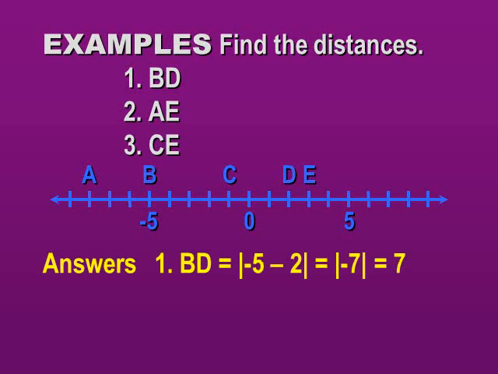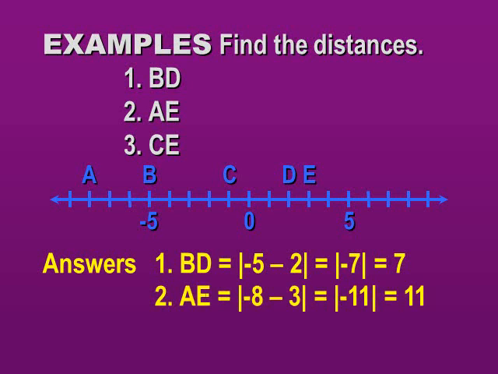Okay, so here's me showing my work for how I found the distance of BD, the segment BD, or the distance between point B and point D. So point B is at -5, D is at 2, and when I subtract the 2 I get a -7, and if I take the absolute value I get +7. Likewise for AE and CE.